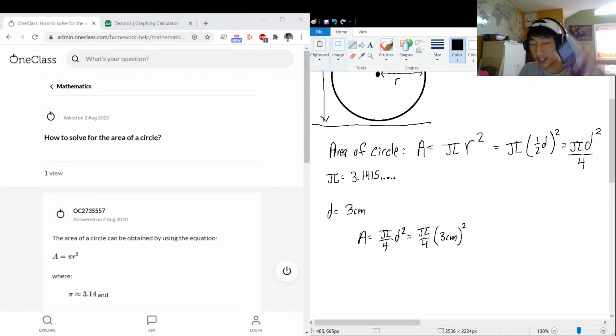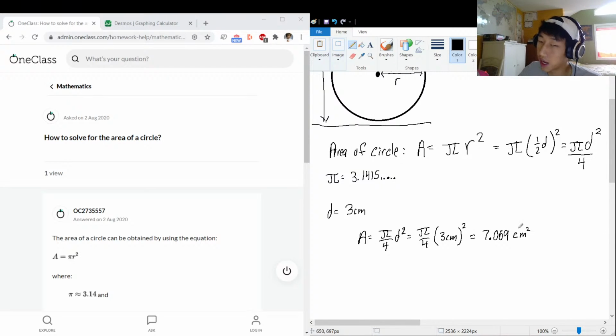So I'm going to pull out my trusty calculator, and I will do pi divided by 4 times the diameter, which is 3, and we're going to multiply by 3 again because that's what it means by squared. So we know that the area in this case is going to be 0.069 centimeters squared.